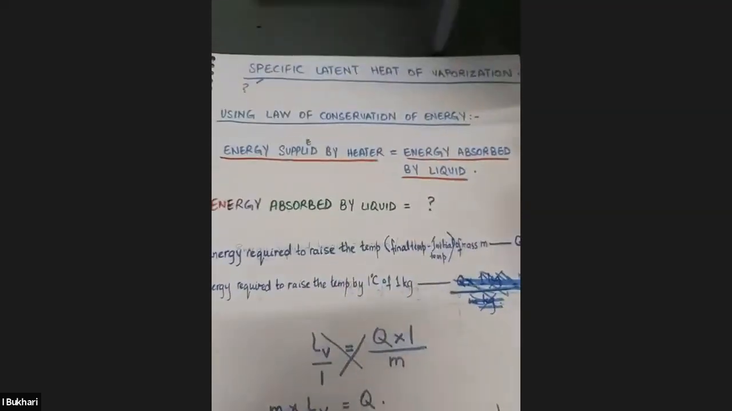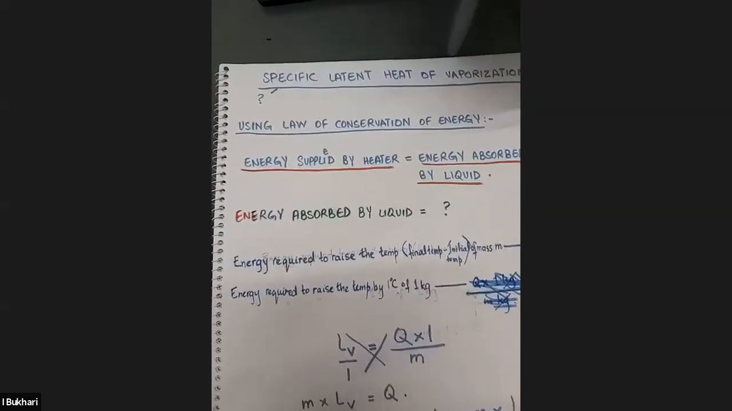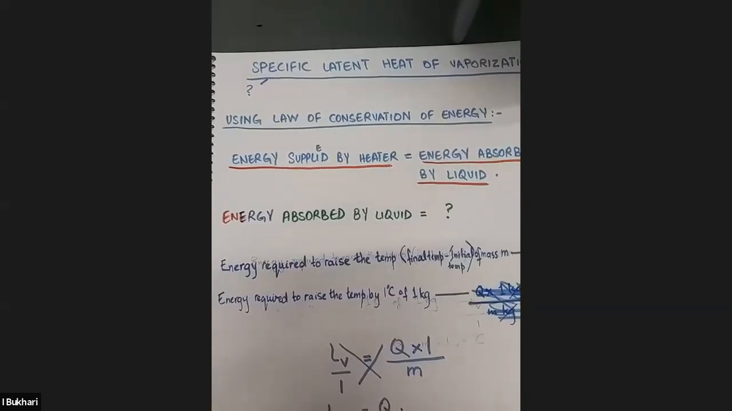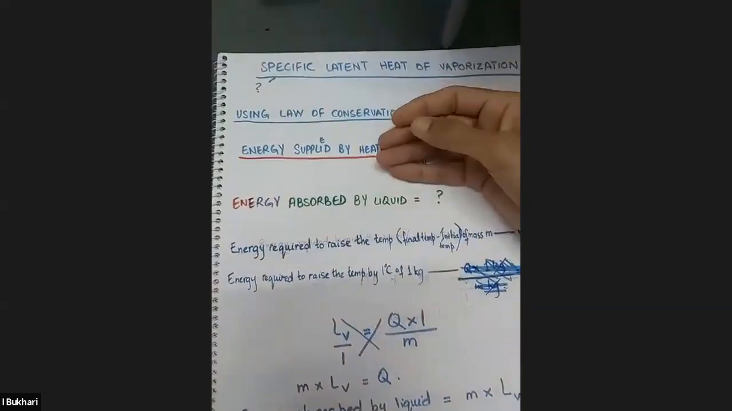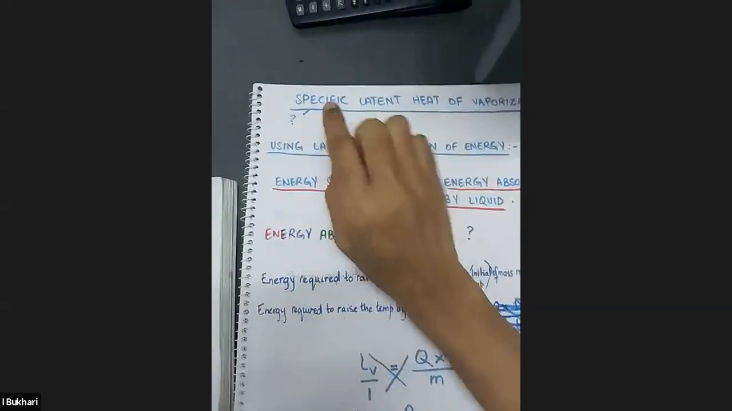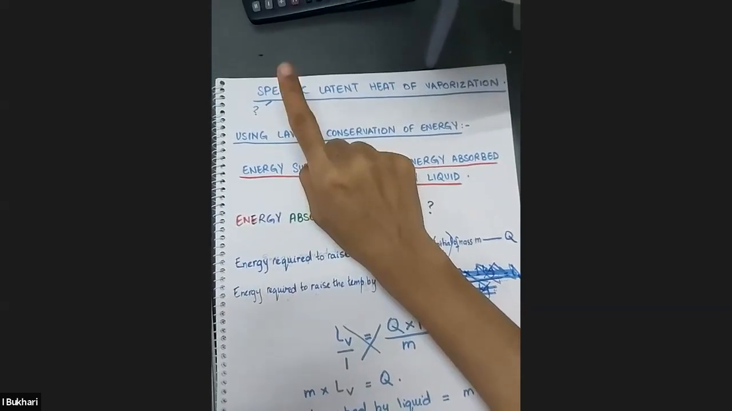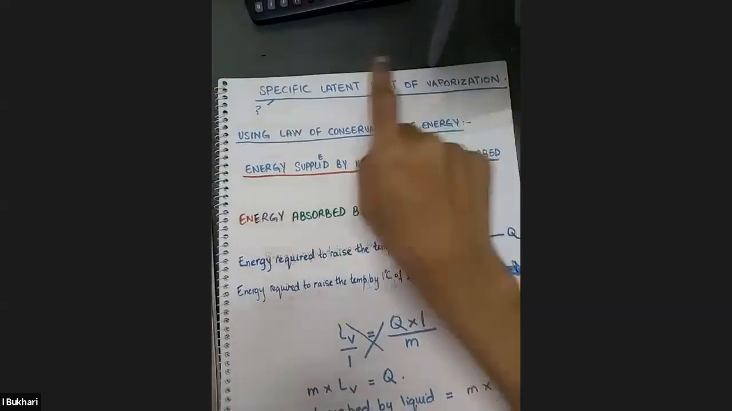Okay, so first, who will give me a good definition of specific latent heat of vaporization? What do we mean by it? Quantity of heat needed to change unit mass from liquid to vapor without change in temperature. Yes. So why do we call it specific? Because we're talking about unit mass, remember? Specific is when we are talking about unit mass. So, specific latent heat of vaporization.